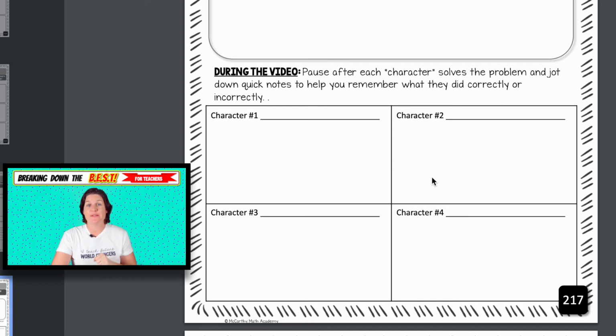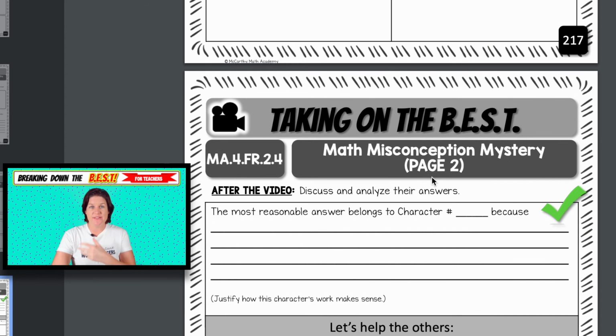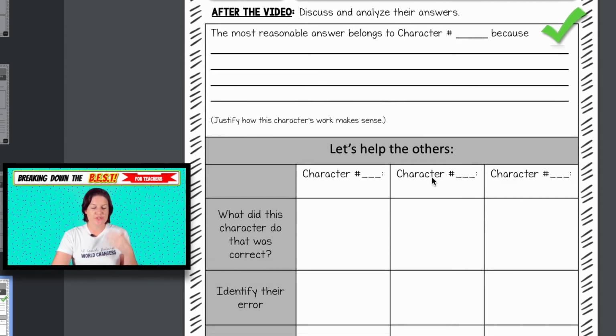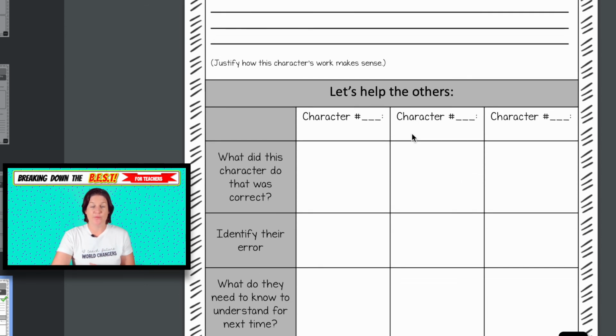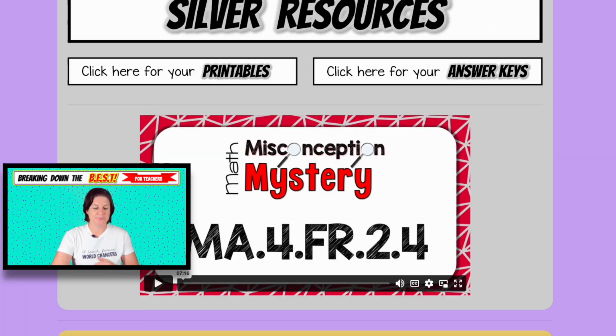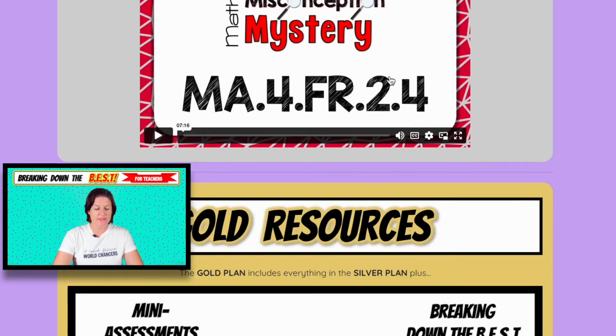3 of them will make a mistake that students commonly make, maybe multiplying the numerator and the denominator, for instance, and only 1 character will solve it correctly. So students will discuss, decide, justify their answers, and then fill out their detective report right here. Answer keys for the silver resources are right here.